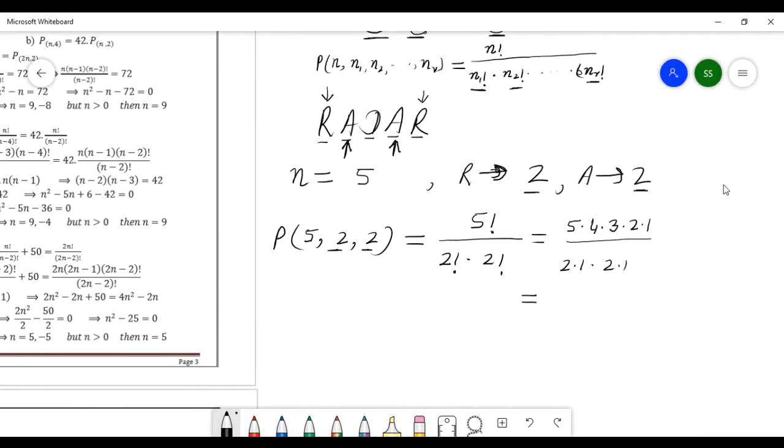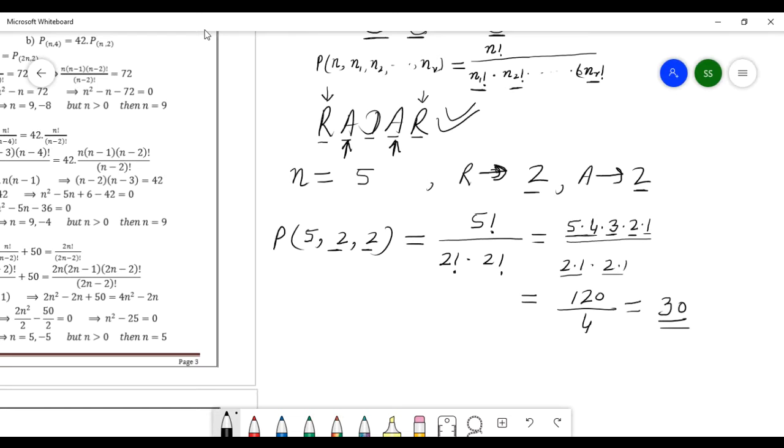Look, 5 times 4 is 20, and 20 times 3 is 60. And 60 times 2 is 120, and 120 times 1 is 120, so on top 120. At the bottom, 2 times 1 is 2, 2 times 1 is 2, and 2 times 2 is 4. So this equals what? 30. So this is the number of permutations for the word radar.